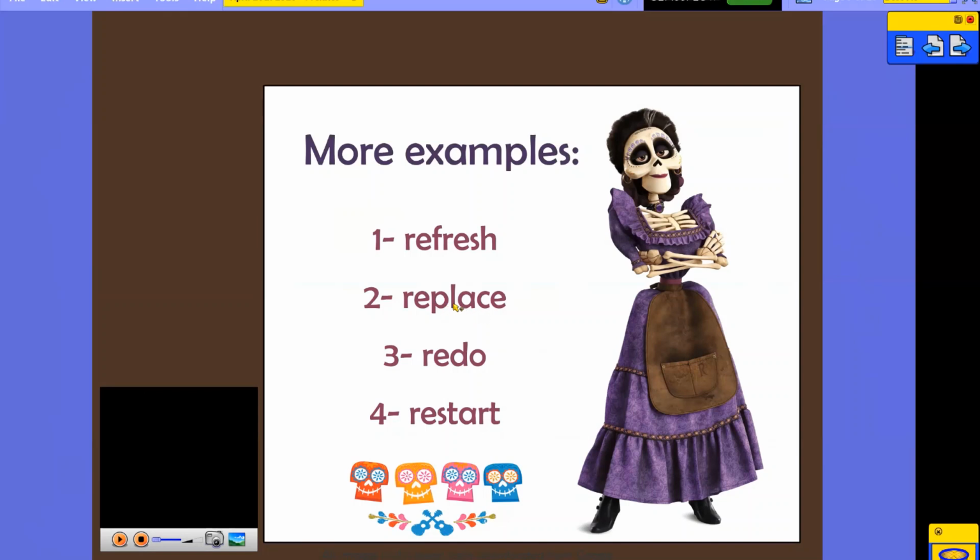Replace, it means to place something again, or it means to exchange something. If I'm going to replace something, it means I'm going to place something else in its place again. Redo, it means I'm going to do something again. And finally, restart means we're going to start again. It's very simple and easy. As we said, re means again.